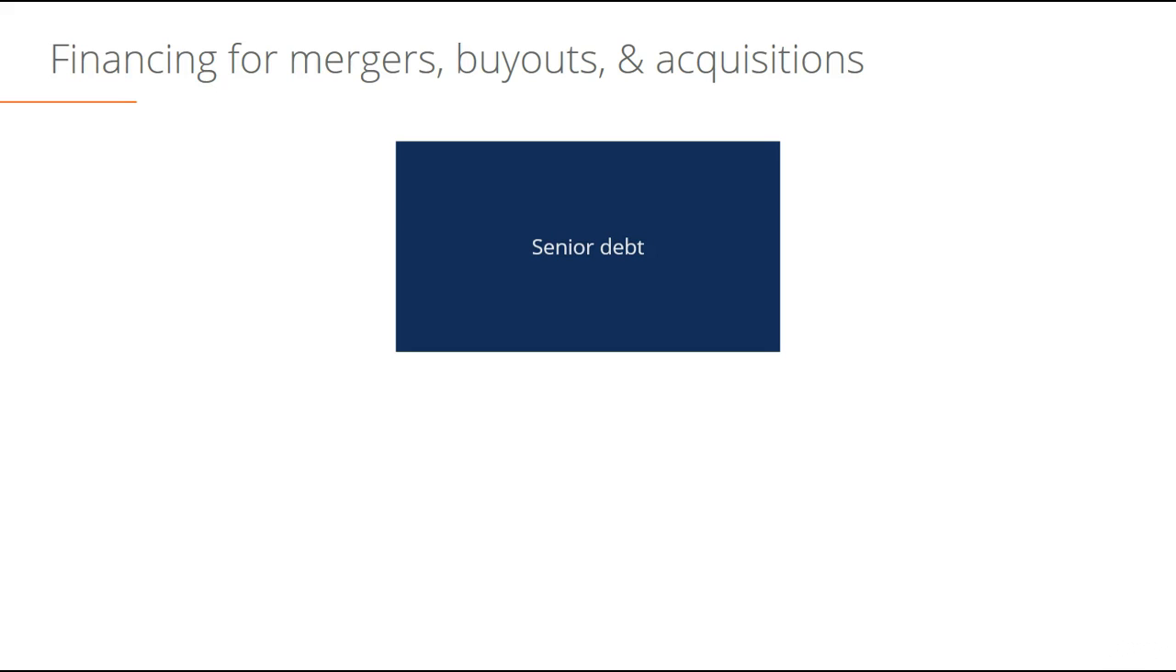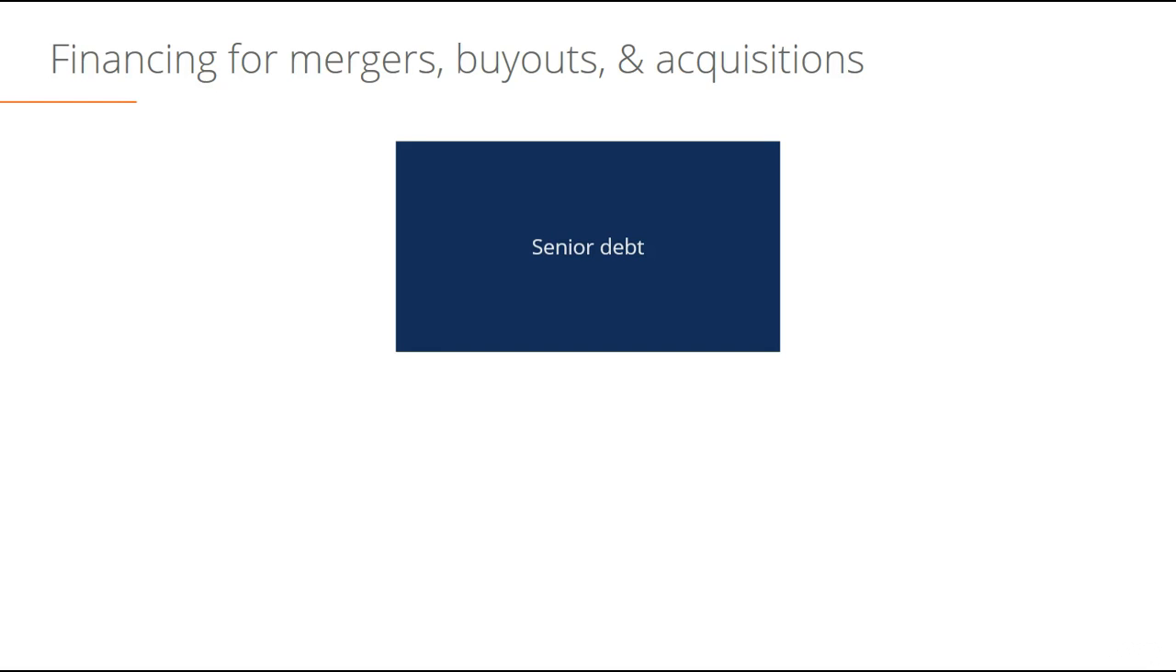At the top of the stack, we have senior debt. Senior debt ranks in first priority to be paid out in a liquidity event. It's the most secure and also has the lowest rate of return. Private equity firms that are doing a leveraged buyout will try to put as much senior debt in place as possible to enhance their equity returns.